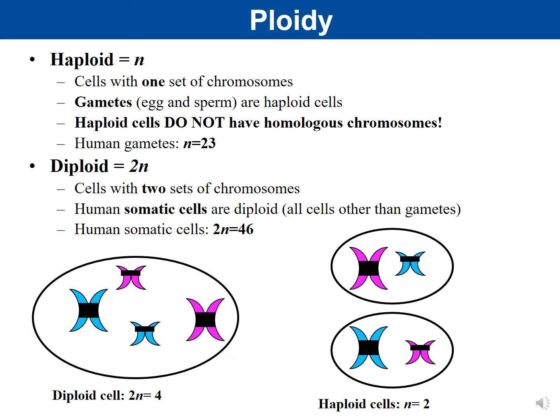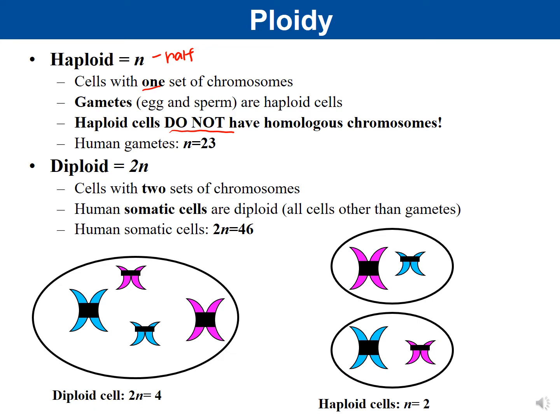And so we have terms depending on if a cell has its homologous pair or not. So if a cell is referred to as being haploid, think of haploid half. They have half their chromosome number, meaning that these are cells with one set of chromosomes. And the way that you can identify if a cell is haploid is that haploid cells do not have their homologous pair.